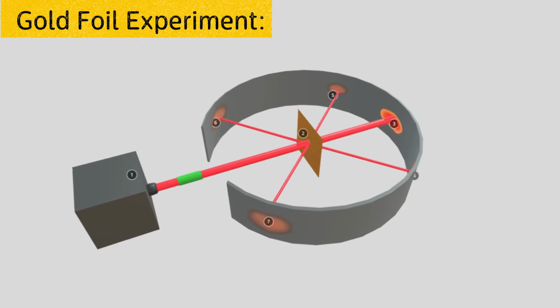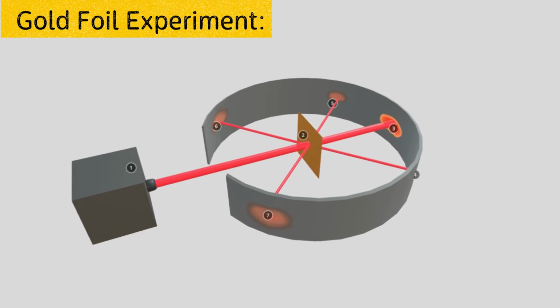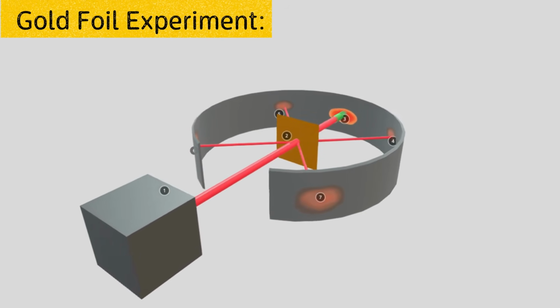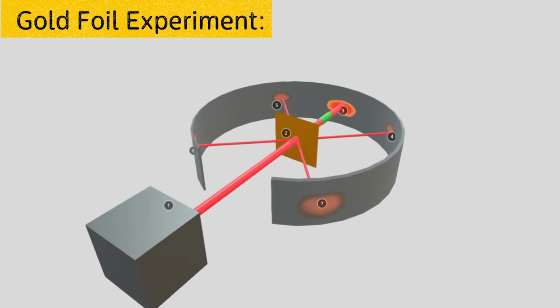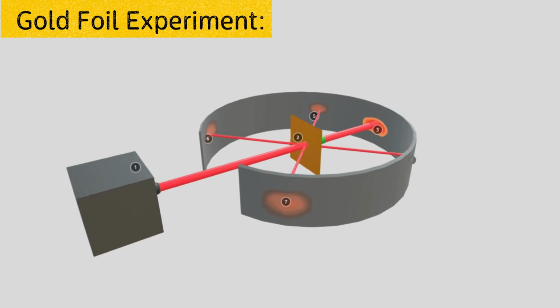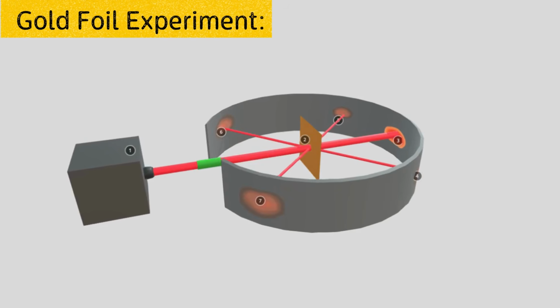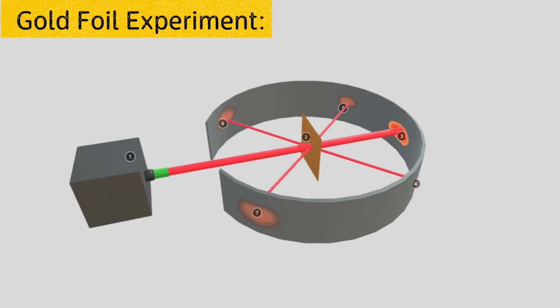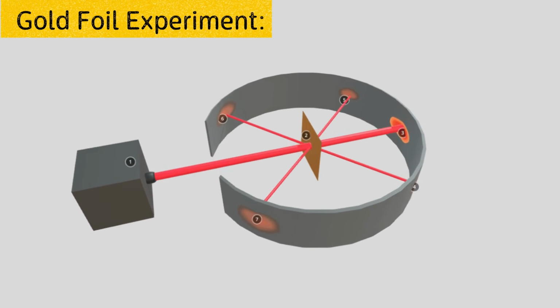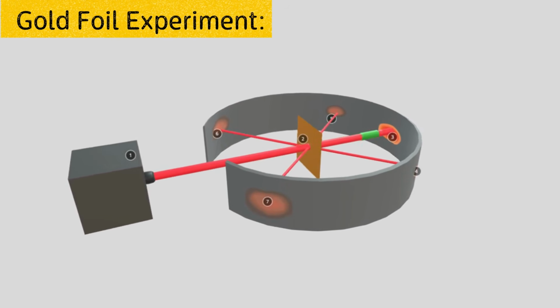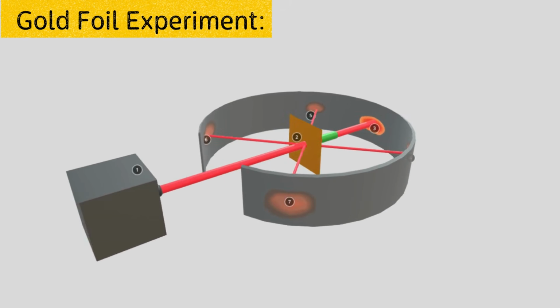In the gold foil experiment, he took a thin sheet of gold foil, only about 100 nanometers thick, and bombarded it with high-energy alpha particles emitted from a radioactive source. Around the foil, he placed a fluorescent zinc sulfide screen to detect the scattered alpha particles. When an alpha particle hit the screen, it produced a tiny flash of light. By studying the pattern of these flashes, Rutherford and his team could see how the alpha particles were deflected.